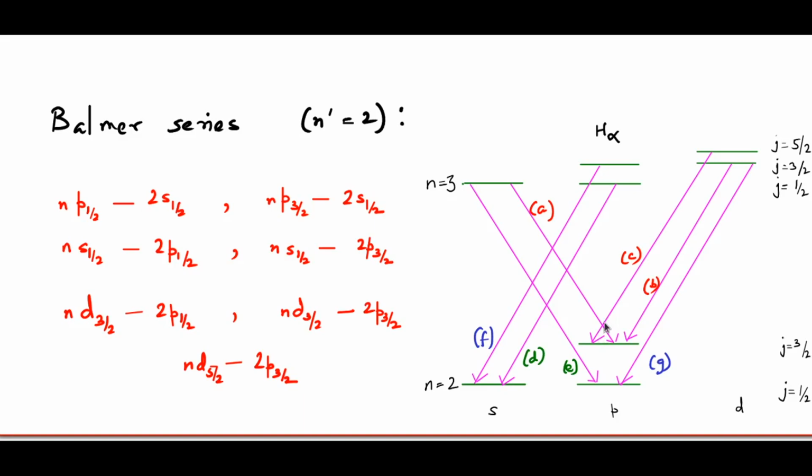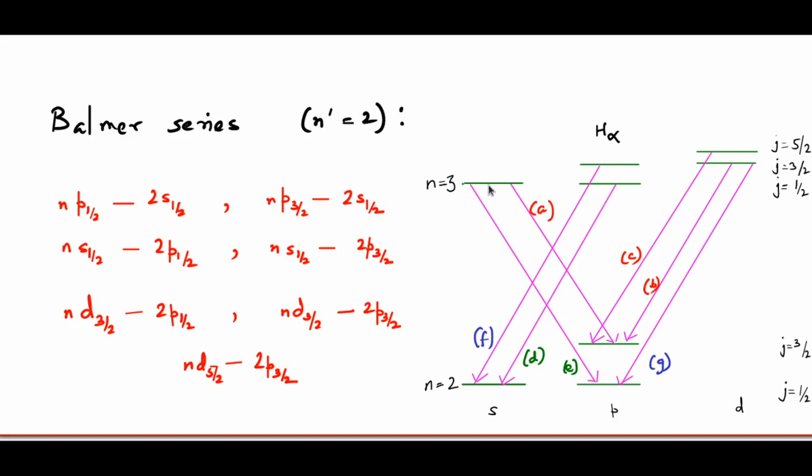Now let us take a look at the possible transitions. Let me remind you once again that the rule is delta L has to be plus or minus 1, which means that to the higher of the two energy levels for n equals 2, which is 2p 3/2, transitions are possible only from 3s or 3d. You can't have transitions from 3p. And the smallest energy gap for these transitions is the one which has been labeled by A here.